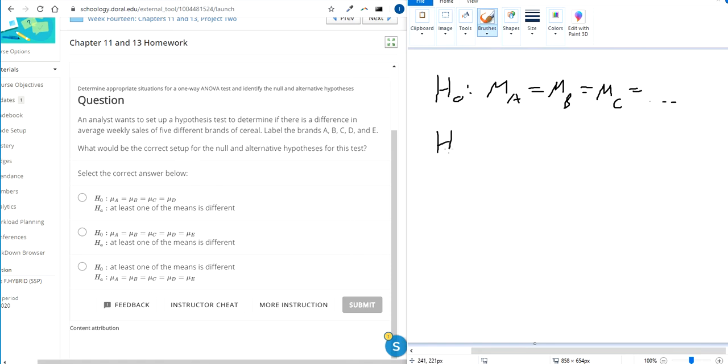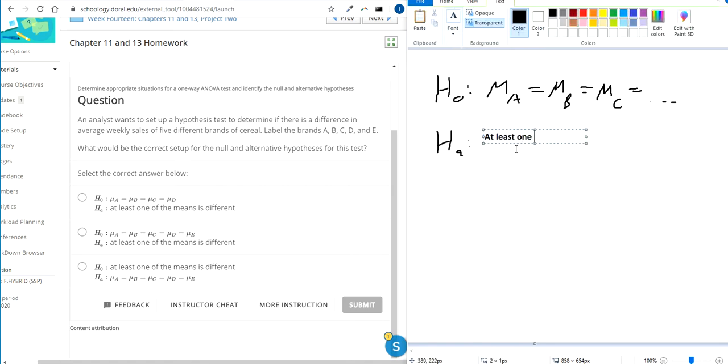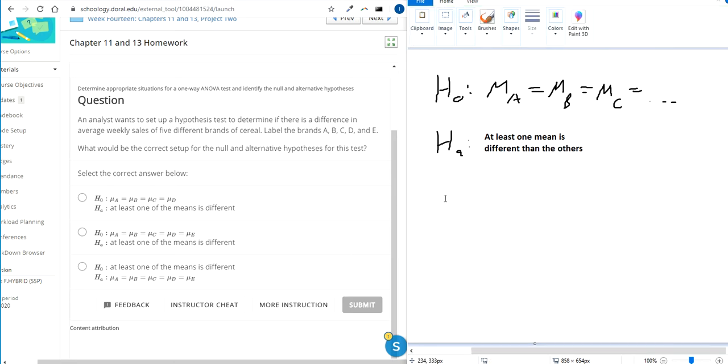What we're trying to find evidence for is that, we can't really do this in symbols, so we say in words, at least one mean is different than the others. Okay, could be more than one mean. Could be like one mean is significantly higher, one mean is significantly lower. There's further testing you could do.